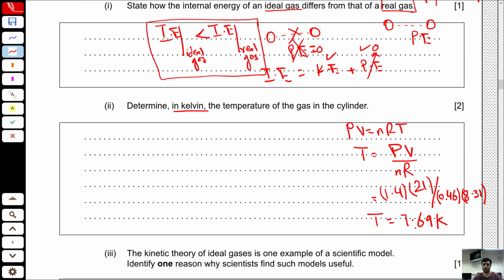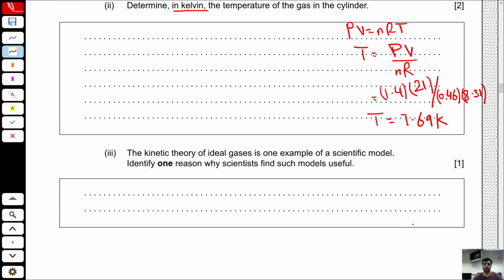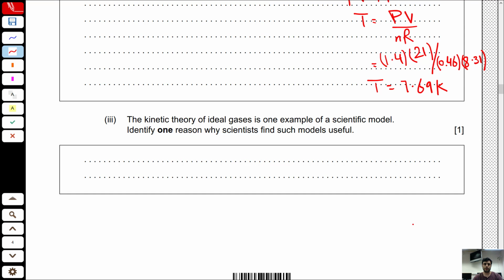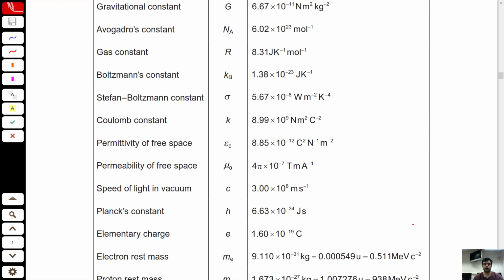Yeah. The kinetic theory of an ideal gas is one example of a scientific model. Identify one reason why scientists find such model useful. Well, it's because it is easier to do the mathematics. It clearly simplifies the calculation, and the manual calculation becomes even simpler. So it helps to explain complicated phenomena as a simple phenomena. So it's easy to explain. So it's just for the convenience of the scientists.